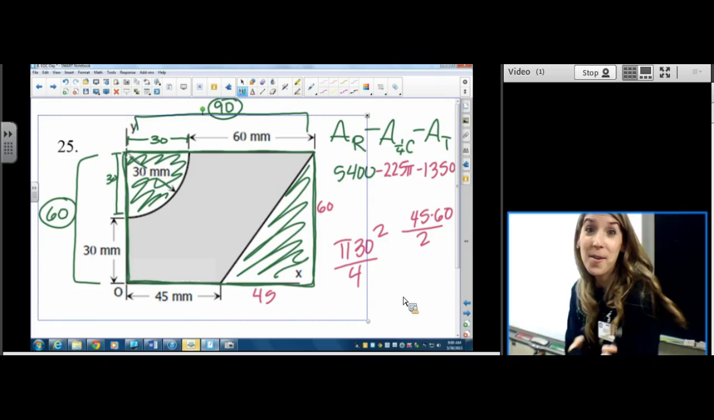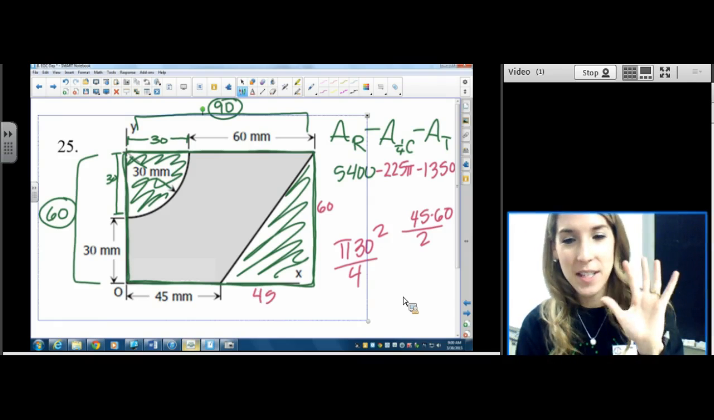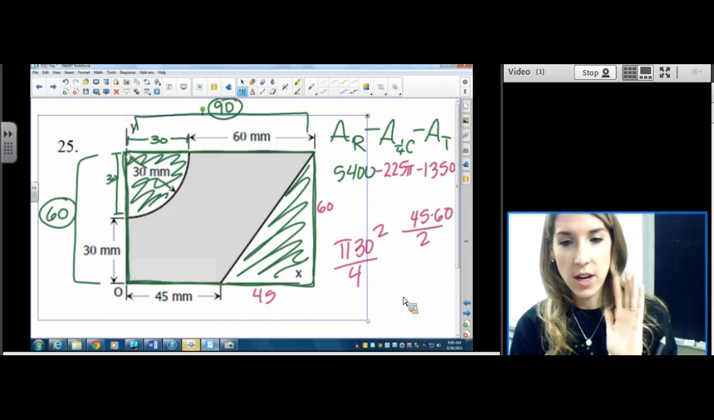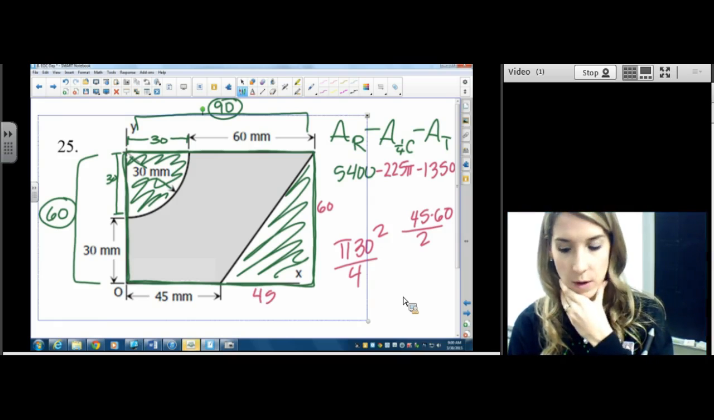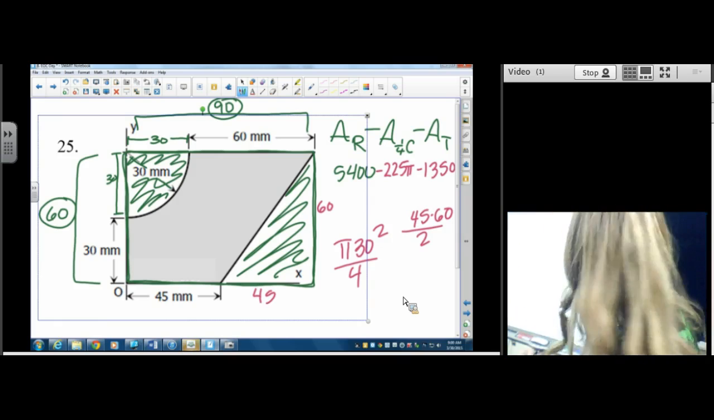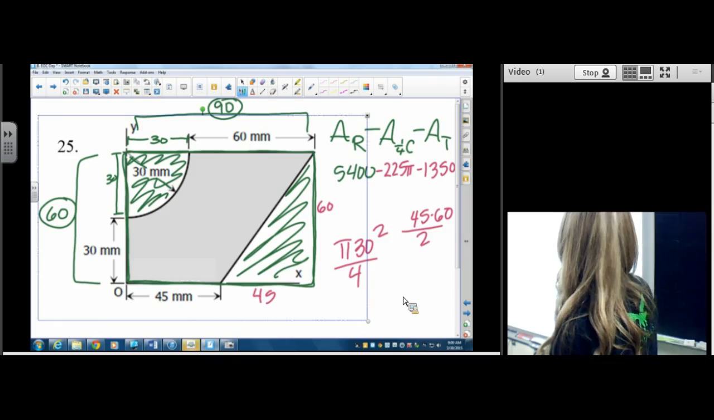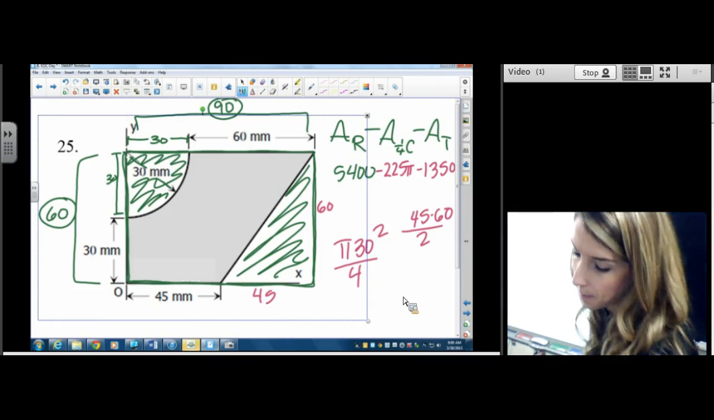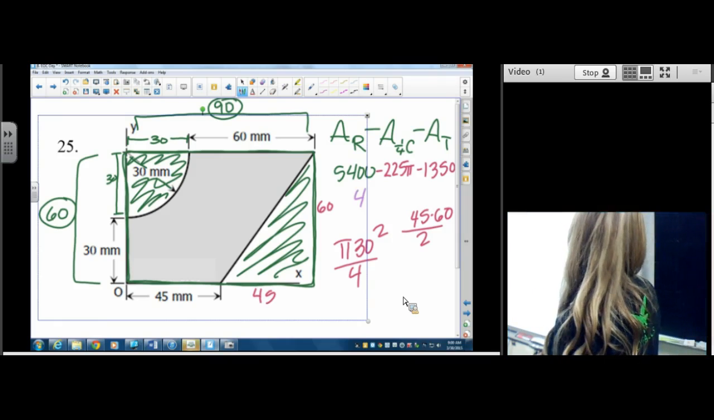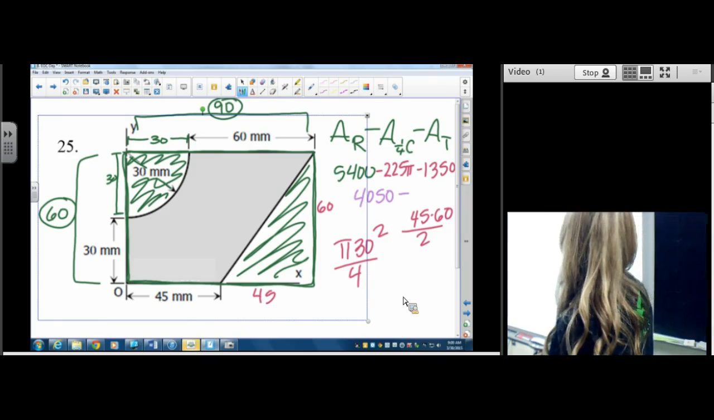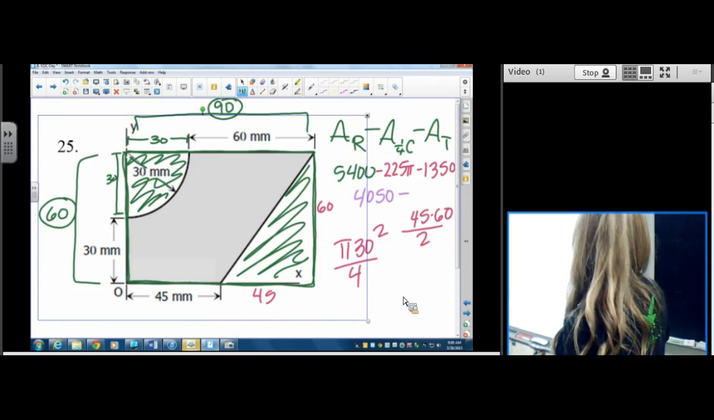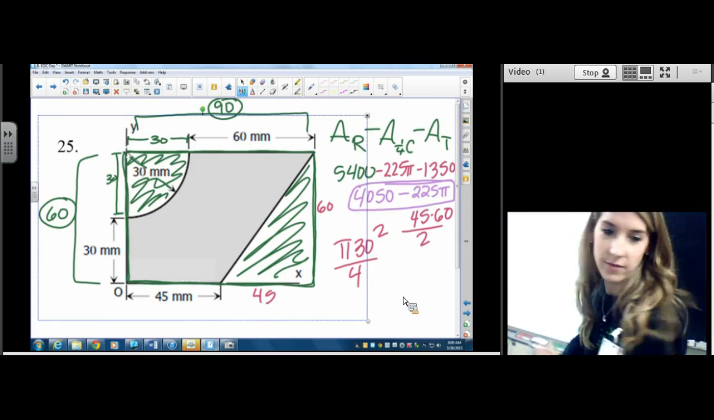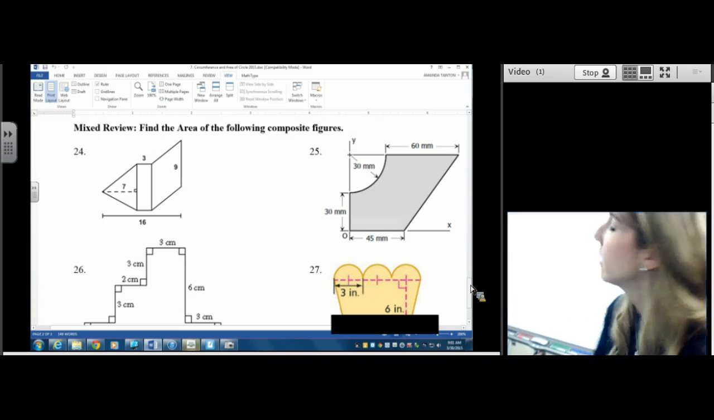1,350. Now we combine like terms. We are allowed to subtract the 5,400 and the 1,350. So we get 4,050 minus 225 pi. And that is the final answer. Sorry, millimeters squared. On the recorded lesson.